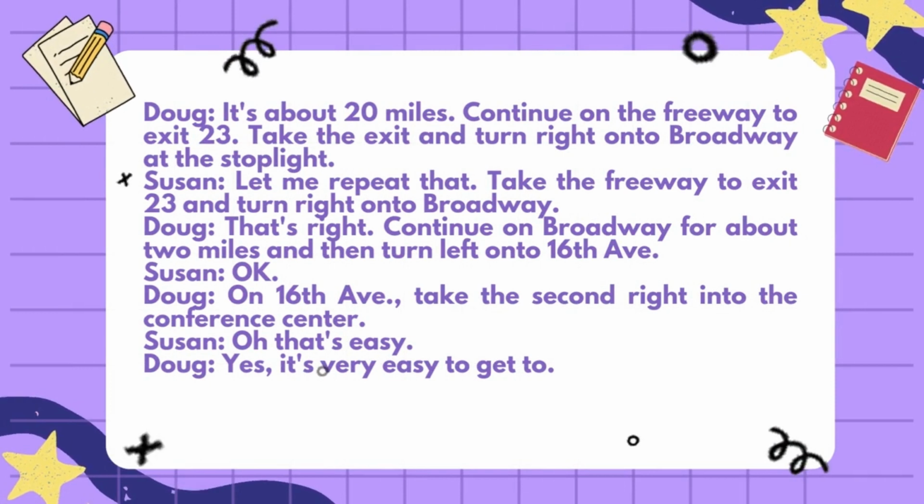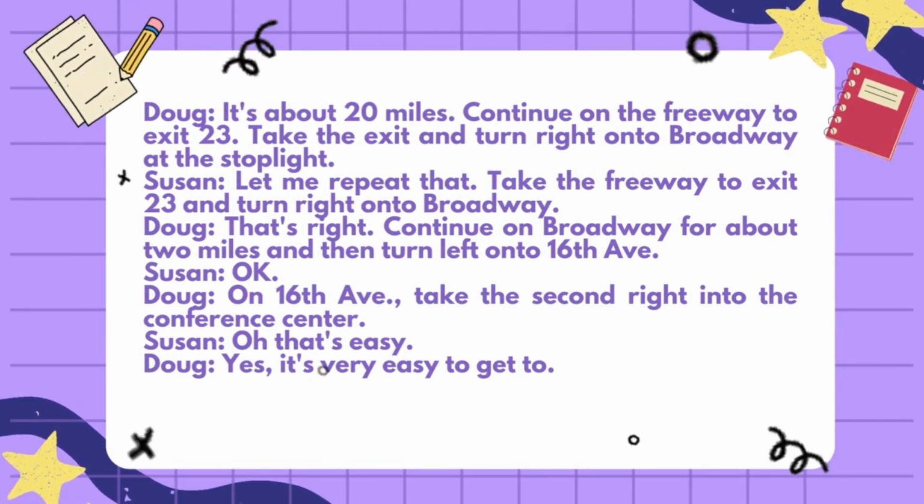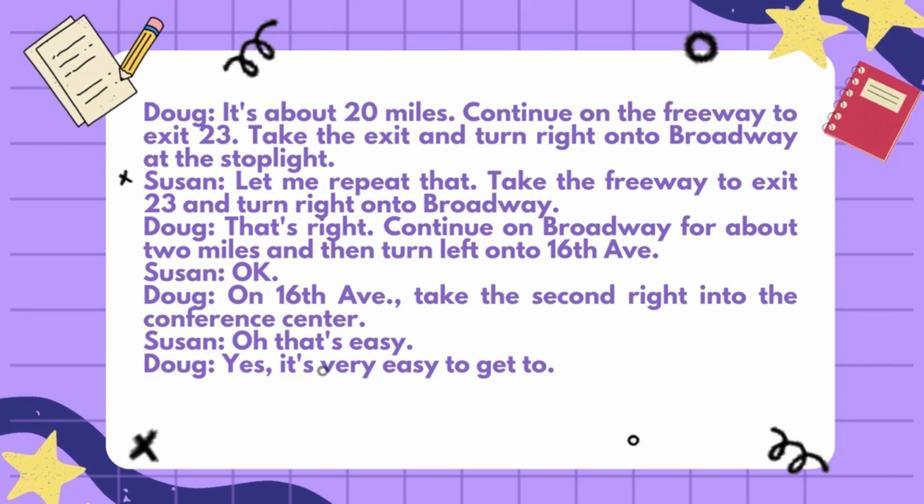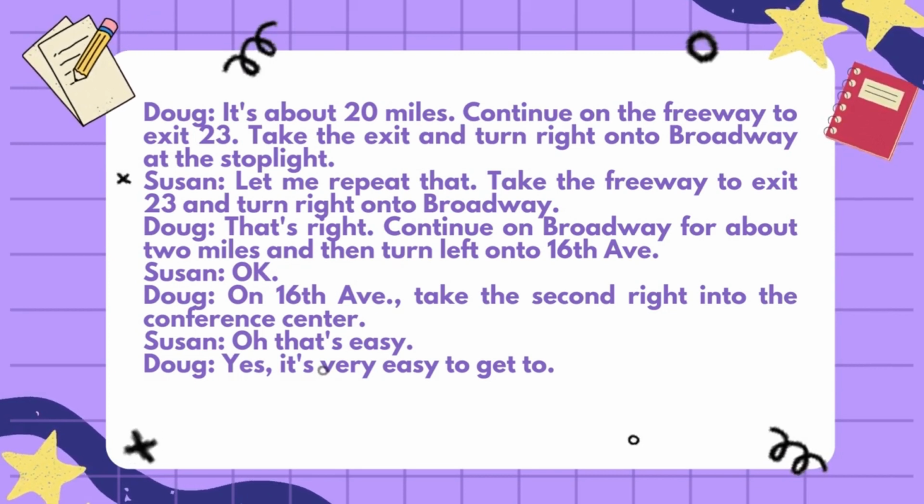Take the exit and turn right onto Broadway at the stoplight. Let me repeat that. Take the freeway to exit 23 and turn right onto Broadway. That's right. Continue on Broadway for about 2 miles and then turn left onto 16th Avenue. Okay. On 16th Avenue, take the second right into the conference center. Oh, that's easy. Yes, it's very easy to get to.